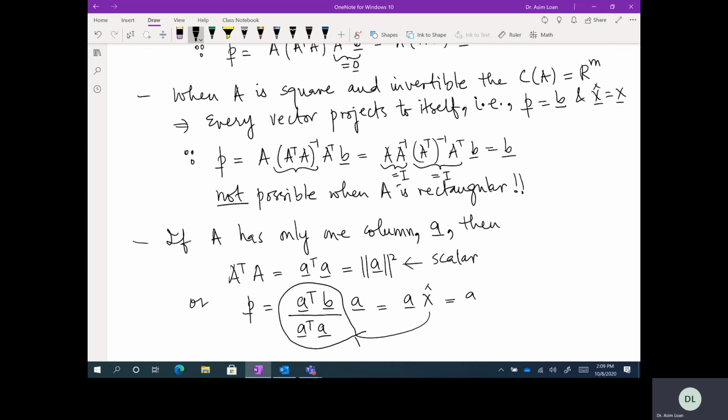And this is also equal to A times A transpose A inverse times B, where this one was the projection matrix. Rank 1 projection matrix.